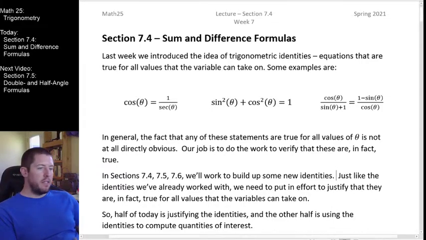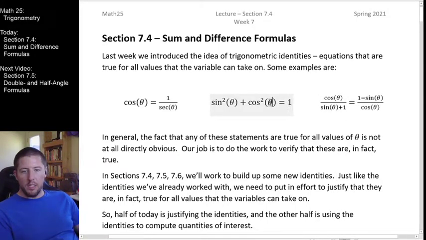The second one that you can see here, sine squared plus cosine squared of theta is equal to 1. This is generally true regardless of what the angle is that goes on the inside here. This statement will always be true. This is one of our first identities that we proved this semester.